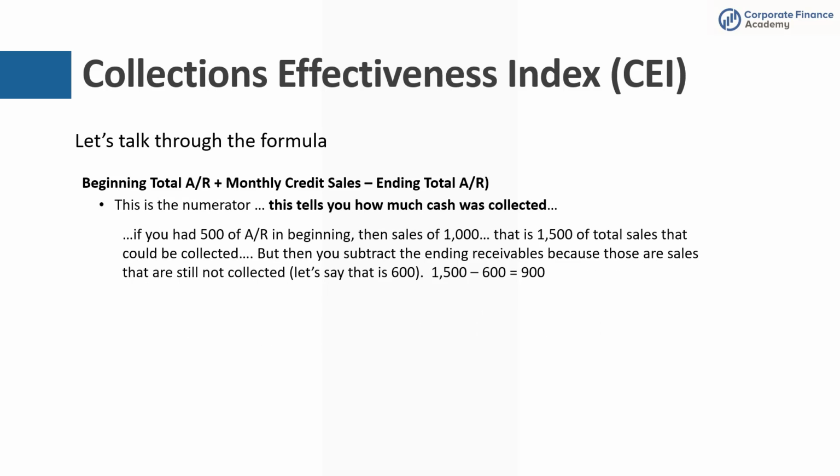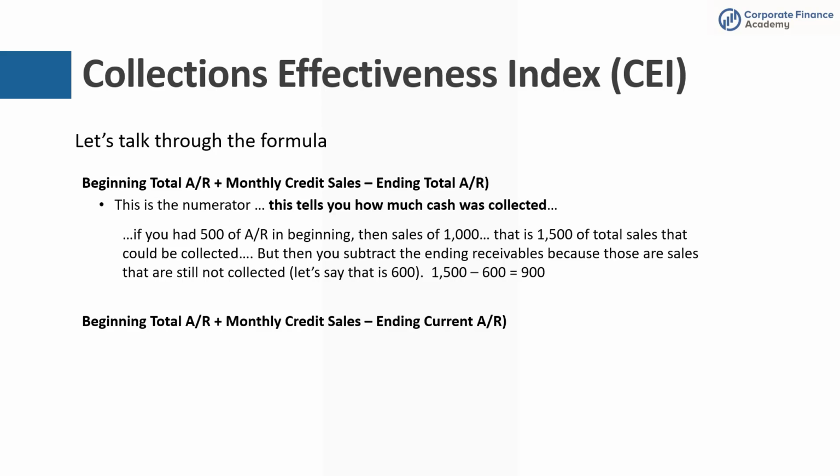So this number tells you how much cash was collected. So if you think through a simple example, if you had $500 of AR, that's AR outstanding that you could go collect. You have another $1,000 of sales. That's $1,500 of sales out there of cash that you could collect. But then what you subtract is the total ending receivables, because anything that's still a receivable at the end of the period is something you haven't collected. We would take that $1,500, so the $500 of AR plus the sales, it's $1,500 less your ending AR, which we'll say is $600. So I would say that $900 of cash was collected.